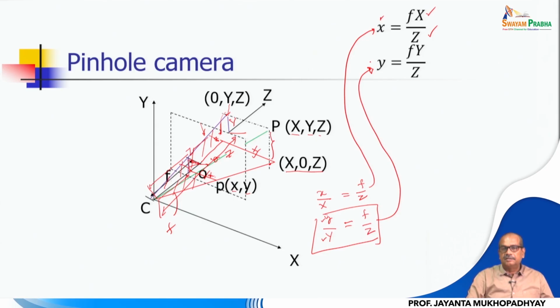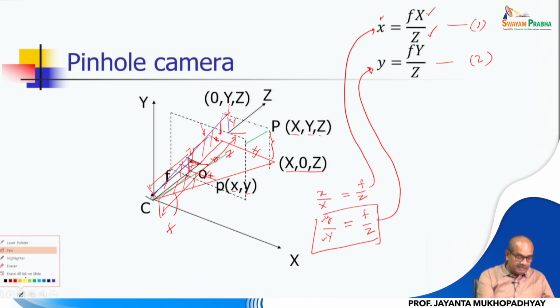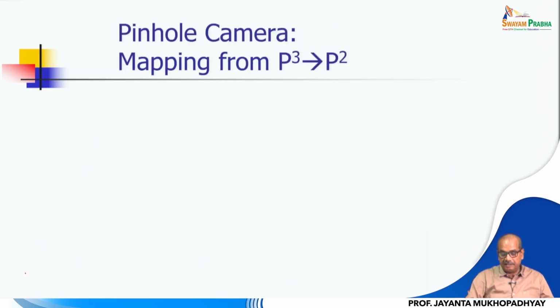So, you get these two equations, and these two equations express the relationship between the world coordinates and the image coordinates. Now, we can see that this relation can be expressed in a simpler, linear form, when we consider this as a mapping of a 3-dimensional projective space to a 2-dimensional projective space.